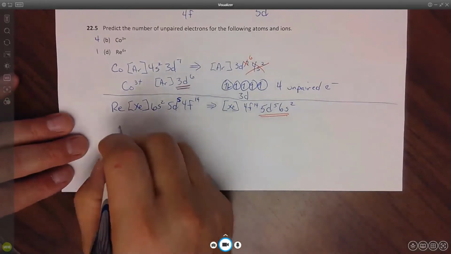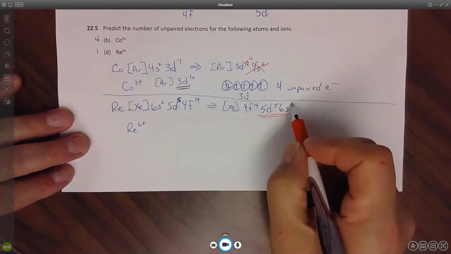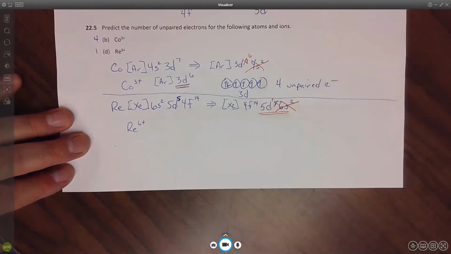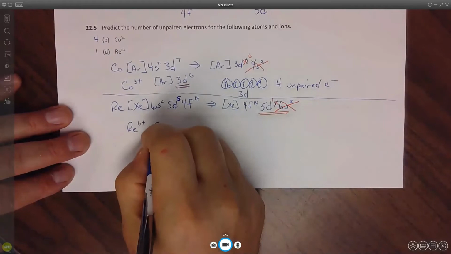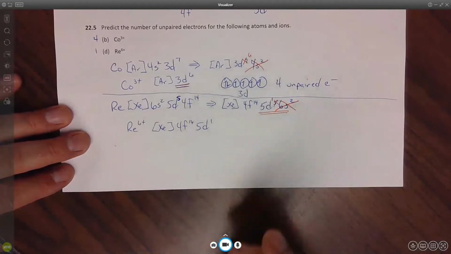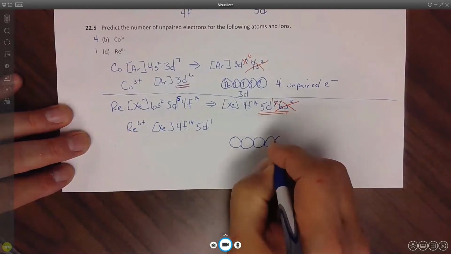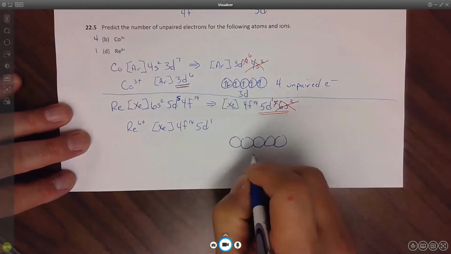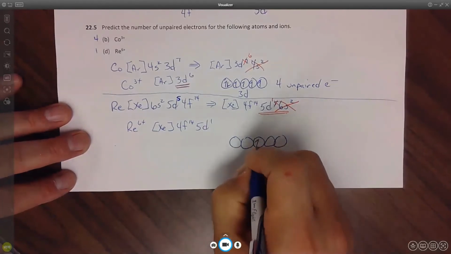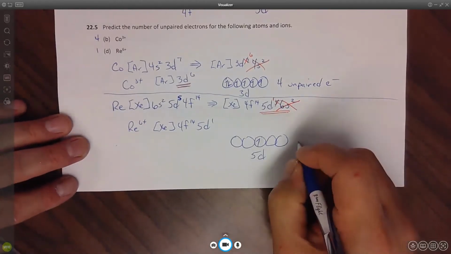And so that's what we're worried about. If we go to rhenium +6, we're going to remove 6 electrons. So that's 1, 2 from there. We still have to remove 4 more, so we're going to remove 4 of the 5d. That gives us xenon 4f14, 5d1. Again, we're only interested in the valence electrons. There are 1, 2, 3, 4, 5 orbitals in the d subshell, specifically the 5d subshell, and we only have a single electron. You can put it in any one of those orbitals, and no matter how you put it, there's going to be one unpaired electron.